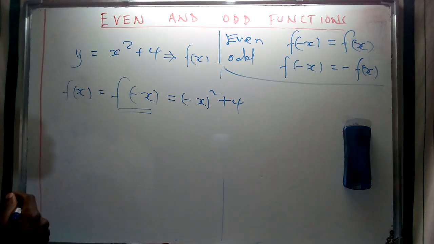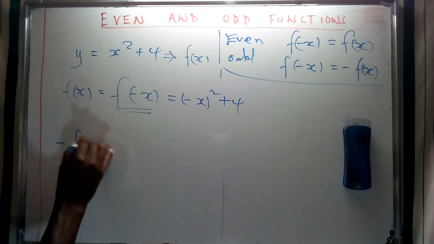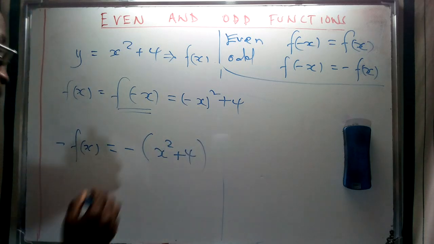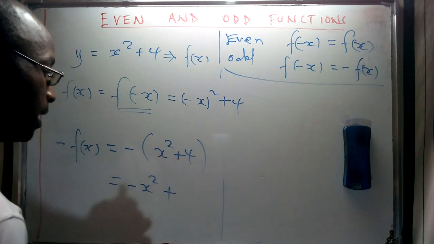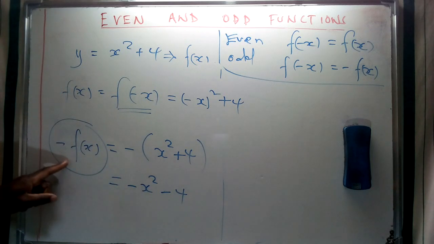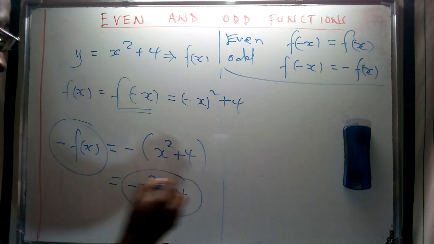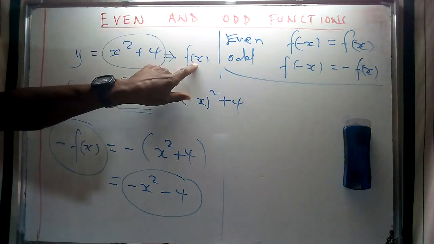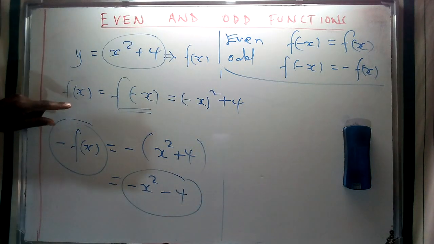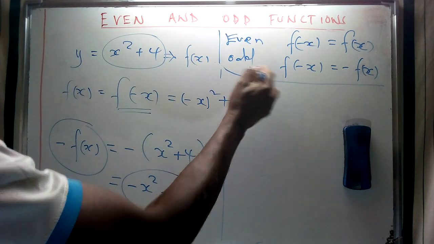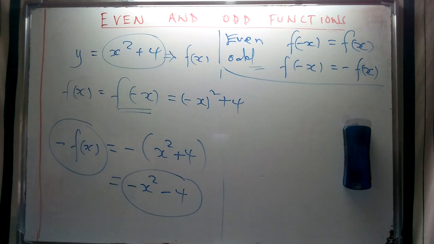But if we look at the difference, we can have negative f(x) given as negative the value of x squared plus 4, which is going to be negative x squared minus 4. This is going to be different from f(-x), therefore it's not going to be equivalent to it. So if you compare it against an odd function, this condition is not going to be obeyed. Therefore, this particular function is not going to fall under the category of an odd function.